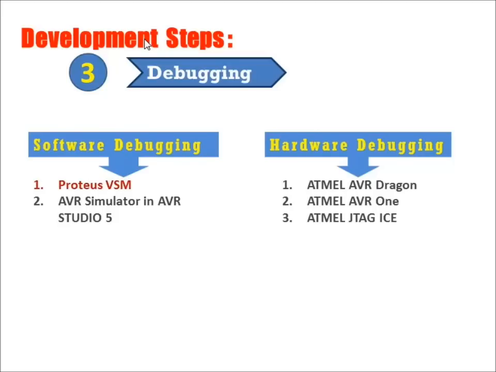You can use Proteus Virtual System Modeling, or VSM, to simulate and debug your AVR code. Though it does not support all AVR microcontrollers, it can greatly reduce your development time and cost using common AVR microcontrollers. You can also simulate your code using the built-in AVR simulator in AVR Studio 5. But if you are not satisfied with this and want to see what is really happening inside the microcontroller in real time, then you can go for a hardware debugger like Atmel AVR ONE or AVR Dragon.